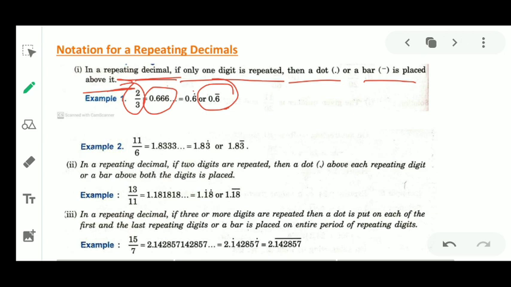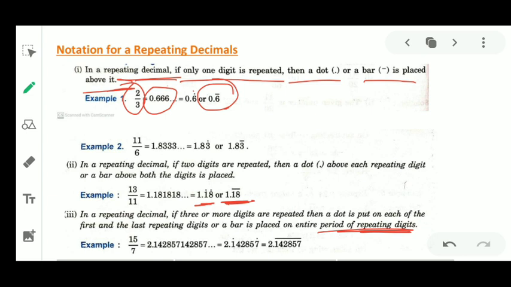Now if two digits are repeated, then we have to put a dot above each repeating digit, or you can put a bar above both digits like this. Now if a set of digits is repeated, then you have to put a dot on the first and last repeating digits, or you can put a bar above the entire period of repeating digits.